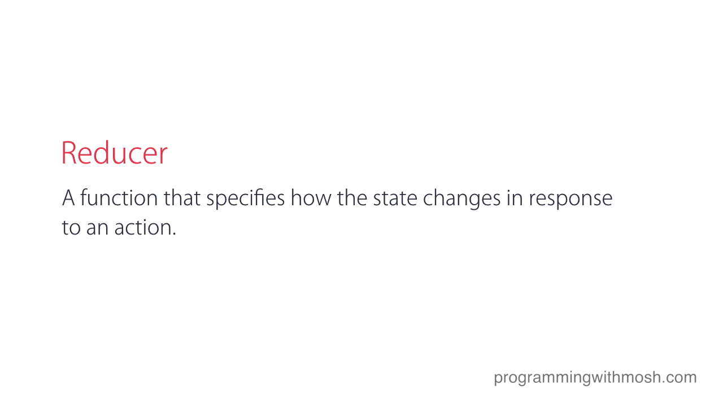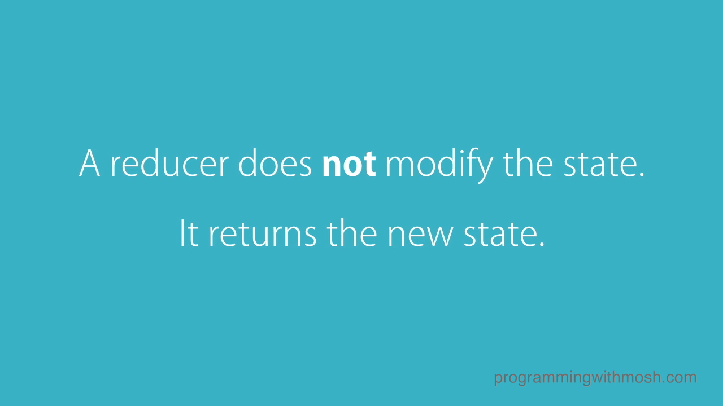Now, a reducer is basically a function that specifies how the state changes in response to an action. You can think of it as an action handler or an event handler that determines how the state is changed. Now, what is critical here is that the reducer does not modify the state. It only returns the new state. And then the store will internally update the state.